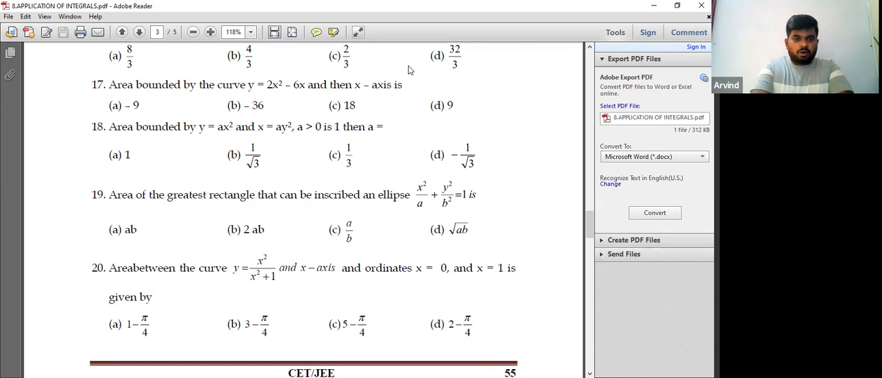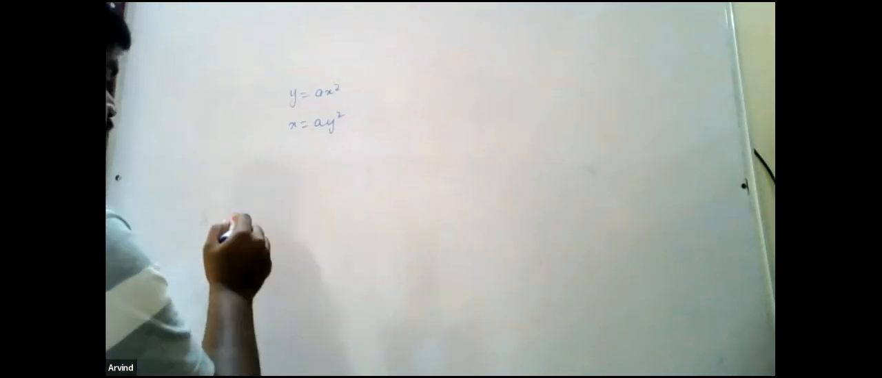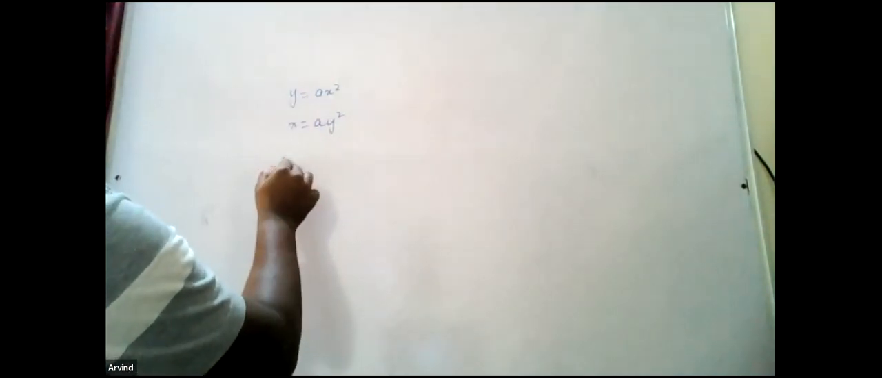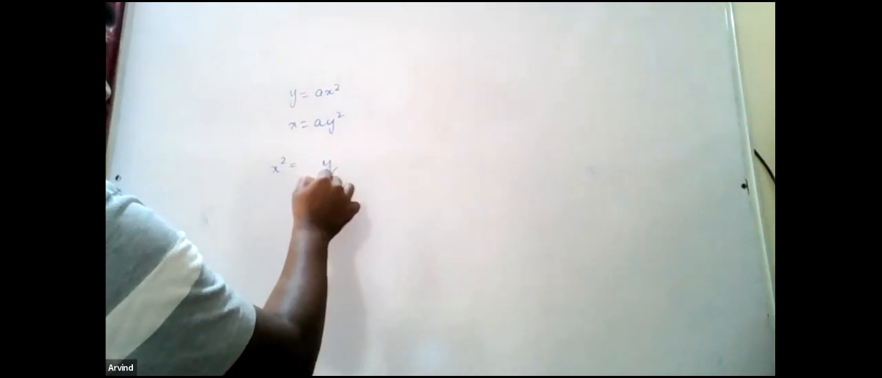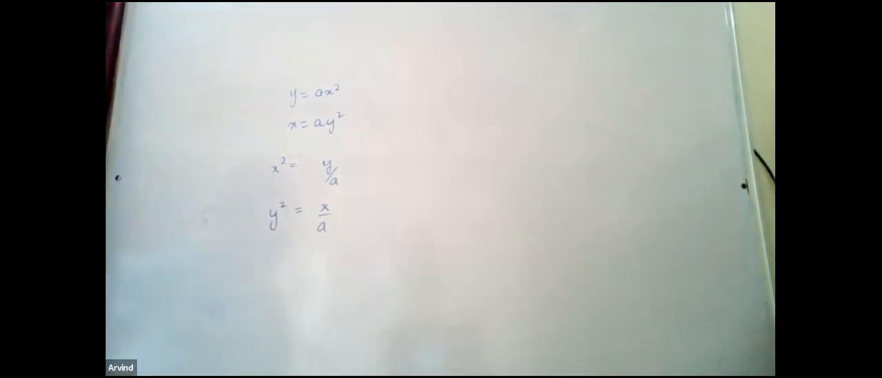Okay. Next one, area bounded by the curve y is equal to ax square and x is equal to ay square, where a is greater than 0. The area is 1, then what is the value of a? So y is equal to ax square, x is equal to ay square, and the area is 1. Let's get it in the standard form. X square will become y by a, y square will become x by a. This is nothing but parabolas, area between two parabolas.